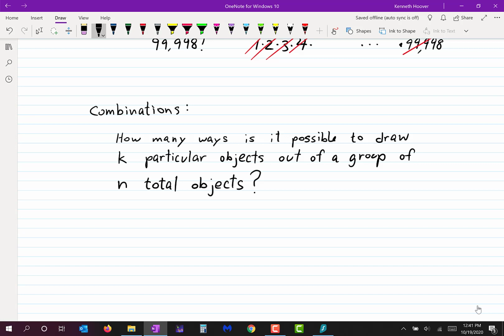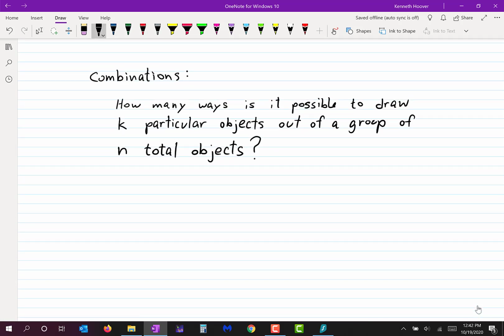And you would say this, you would say n choose k, meaning I have a total of n objects and I'm going to choose k of them. So obviously n and k both have to be non-negative integers, and k cannot be any bigger than n. Okay? And the answer to that question, how many ways is it possible, is actually very easy to calculate. The answer is n factorial divided by k factorial times n minus k factorial.